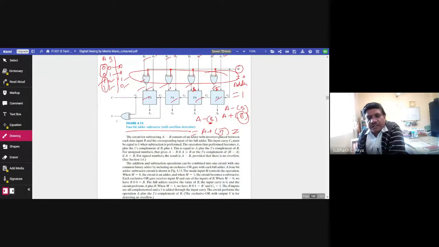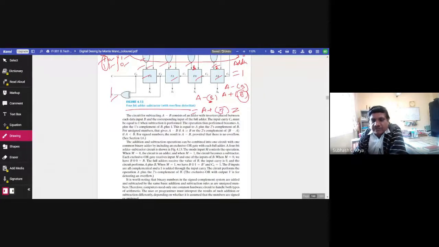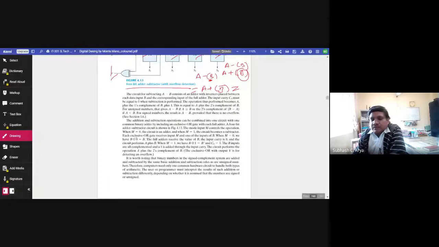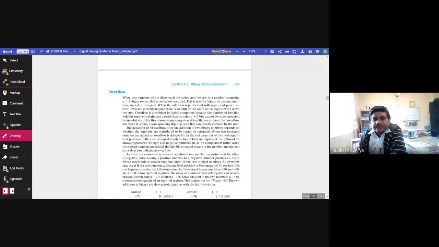And this is taking care of overflow V. If both are 1 and 1, and either C or C4 is 1, then the output will be 1, otherwise 0. Then only you will get the overflow. Overflow is an extra output which is not accommodated in the circuit given here.